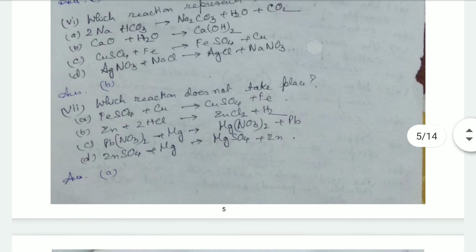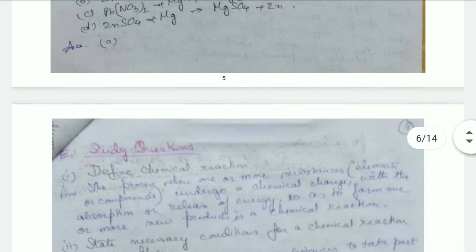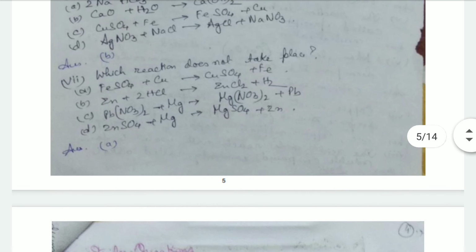Which reaction does not take place? The first one, FeSO4 plus copper gives us copper sulfate and iron. That is a wrong reaction, it does not take place, because copper cannot displace iron, because copper is lower in the metal activity series than iron. Okay. Next is, I'll stop here.